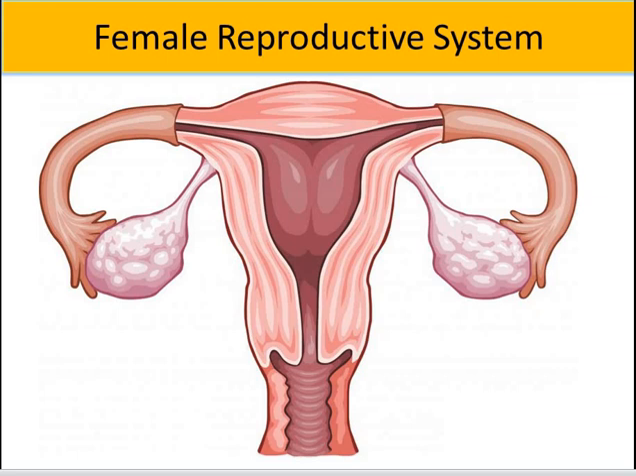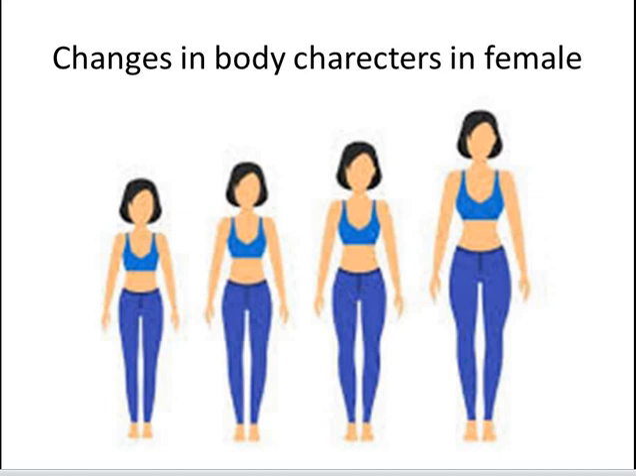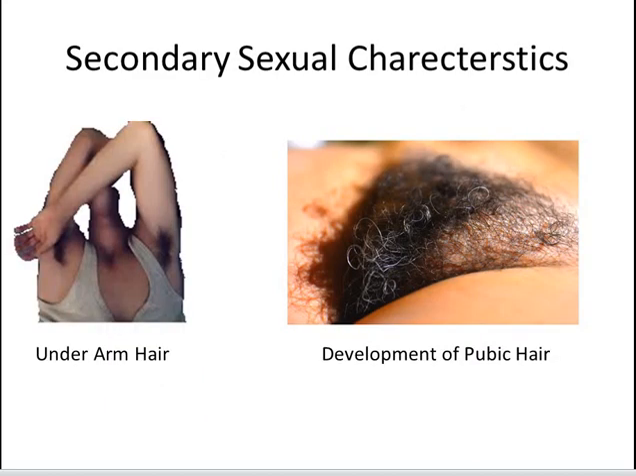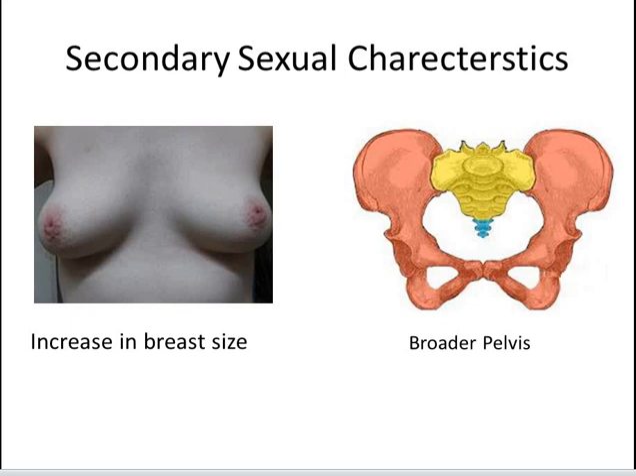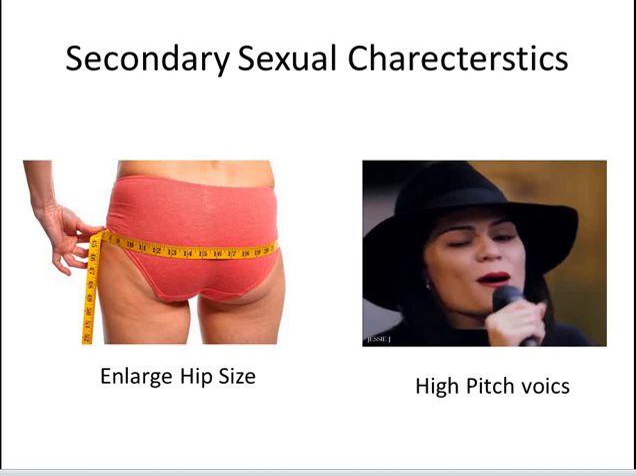Friends, when a female child attains the age of 10 to 14 years, she becomes reproductively active. This functional state of the reproductive system is characterized by the onset of the menstrual cycle, also called menarche. During this period, various changes in the body characters of the female are observed, which include underarm hair, the development of pubic hair on the external genitalia, increase in breast size, broader pelvis, enlargement of hip size, and high pitch voice.